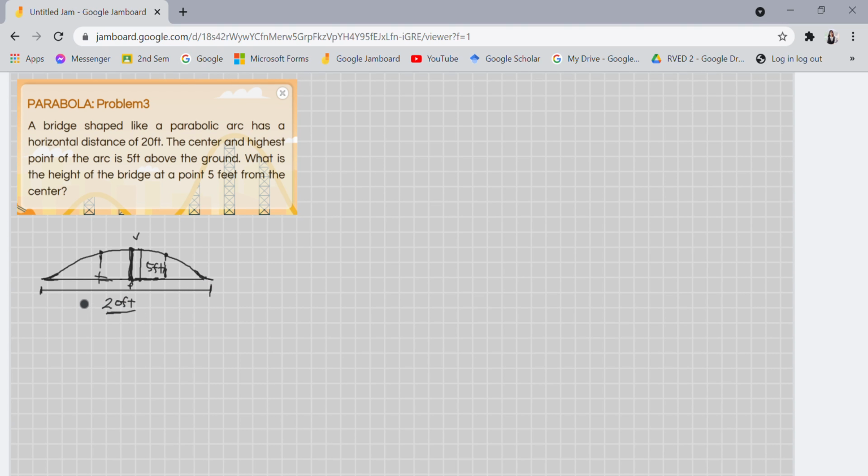So, pag chinek natin siya in this problem, the distance from the vertex, let's say this is your focus, itong pinaka-ground natin. Okay? So, by assumption, we say that this is A. So, if A is 5, 4 times 5, that is 20. So, the length of your latus rectum must be 20. Since the horizontal distance is also 20, we say that this is now the length of your latus rectum.